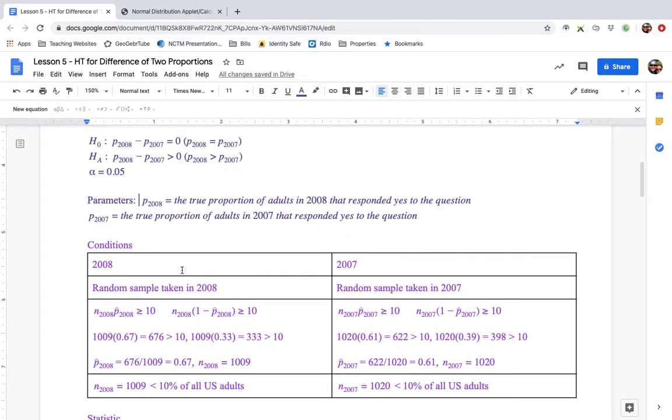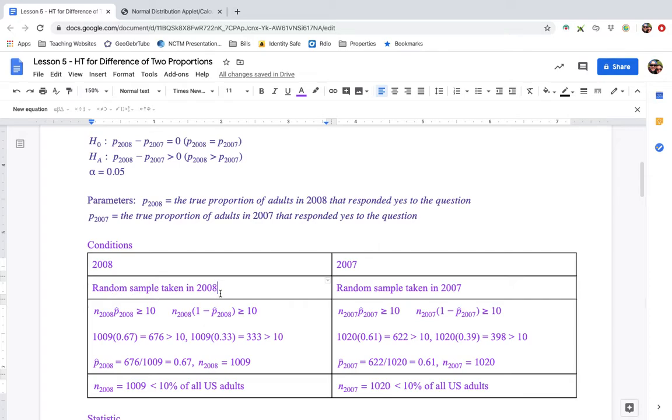You have to check conditions. So in the last video, I said for me, when we have two samples, I think the best way to do this is organize in a little table where, and I remember I learned this for myself last year when I was grading the AP exams on a similar question to this.